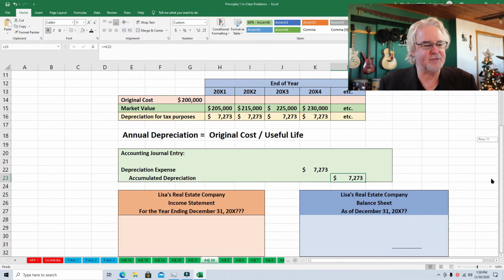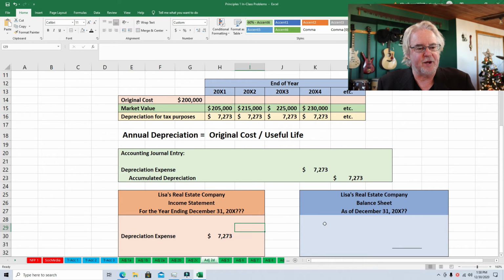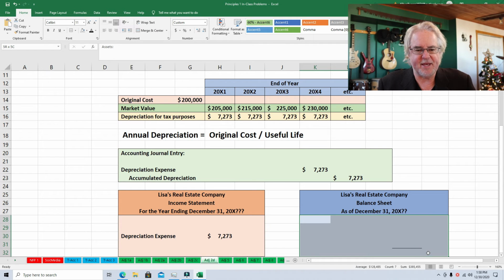So coming down to the income statement is no different, folks. By now in your accounting education, you should know two things go on the income statement: revenues and expenses, nothing else. So this depreciation expense would show up right down here. There it is. And then on the balance sheet, same thing as before.